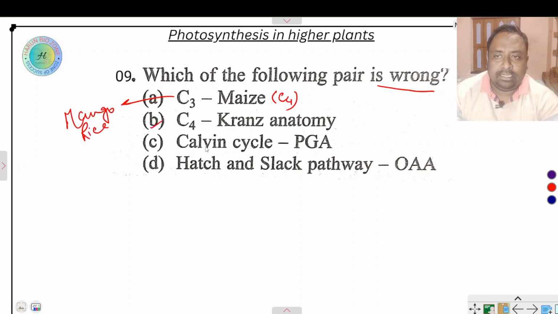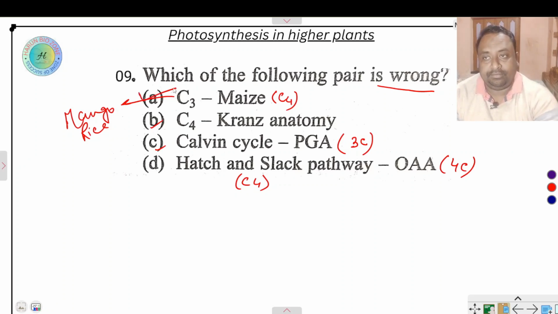This is right. Calvin cycle, first stable product is phosphoglyceric acid. Hatch and Slack pathway, they also called C4 pathway. The first product is 4 carbon containing oxaloacetic acid, so called C4 pathway. Here C3 pathway, because 3 carbon containing phosphoglyceric acid is the first stable product. So here the wrong answer is A.